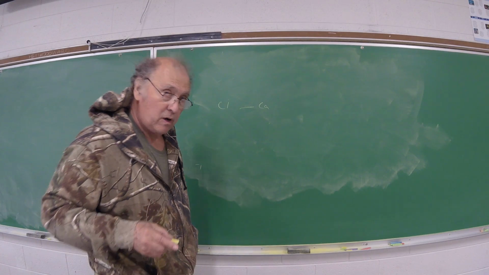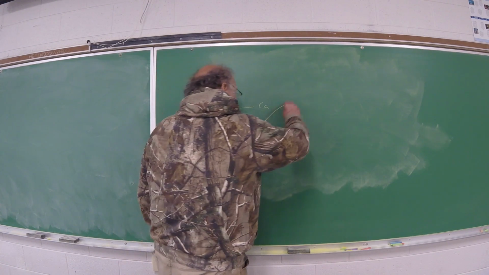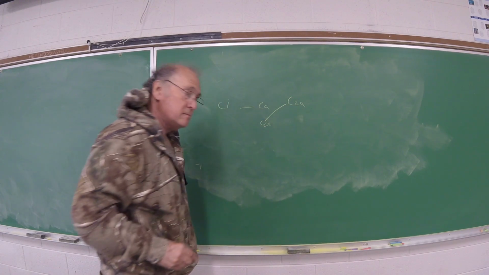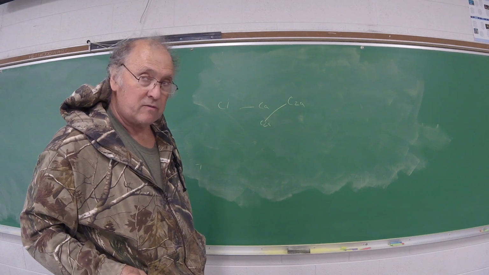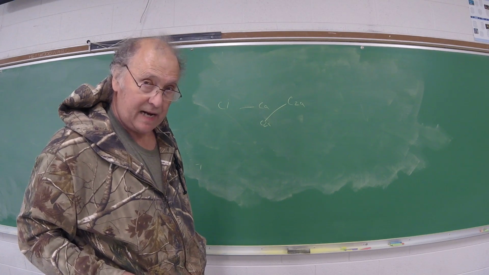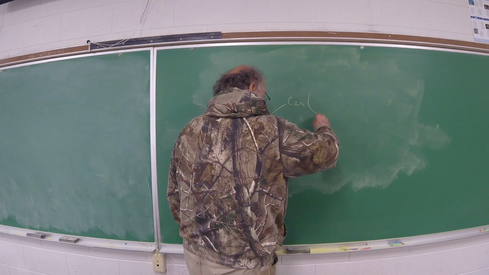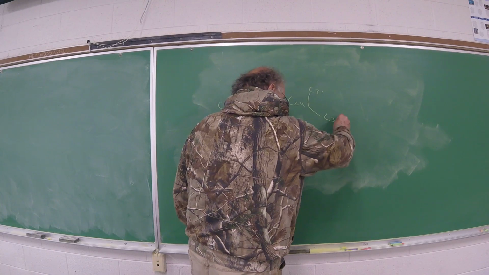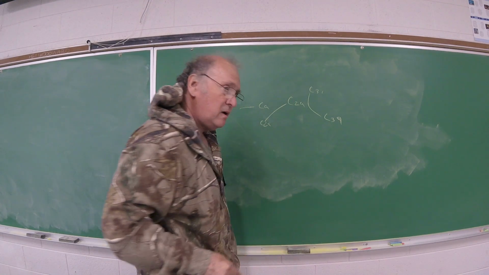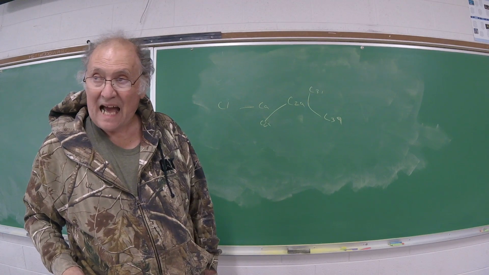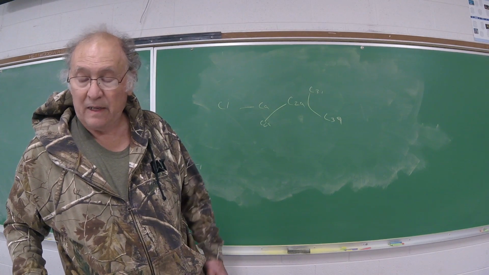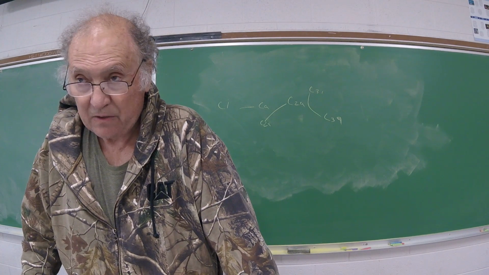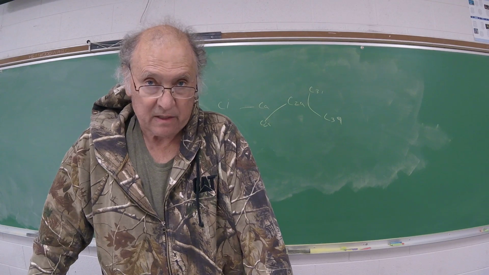Now, this C1 active is going to convert C2 inactive to C2 active. C2 active is going to convert C3 inactive to C3 active, okay? I think you can see the schema of this, and on and on, all the way down through C9. So there are two ways to activate complement. One is an alternate pathway, one is a classical pathway. Let's take a look at the classical pathway itself.